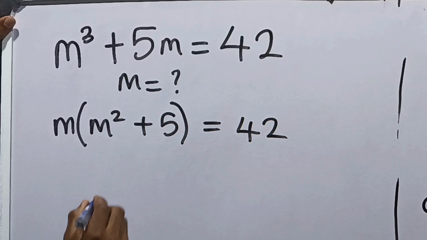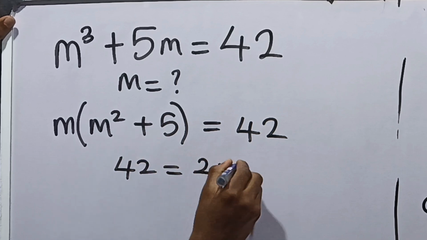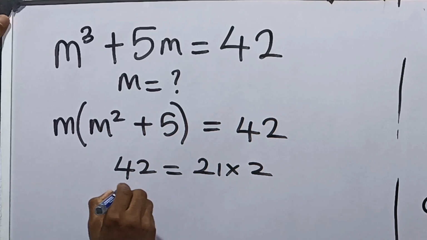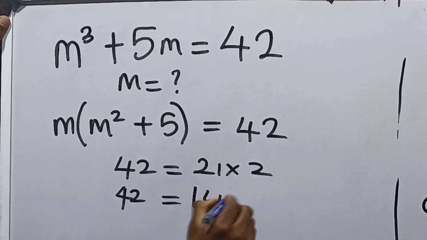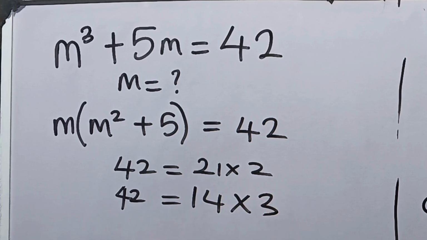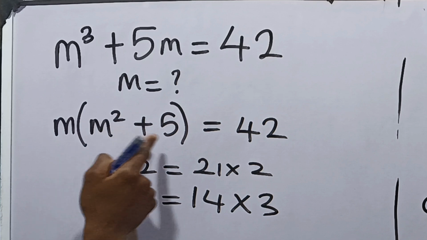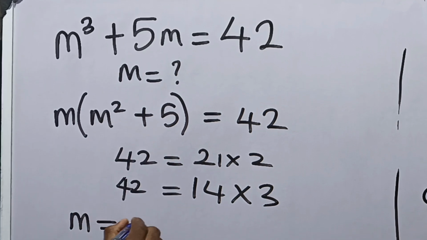Now what are the multiples of 42? 42 is equal to 21 times 2. Okay, we have 42 as well to be equal to 14 times 3. Okay, so now let's check. If m is equal to 3, 3 squared is 9, 9 plus 5 is 14. Hence we can conclude that m is equal to 3.